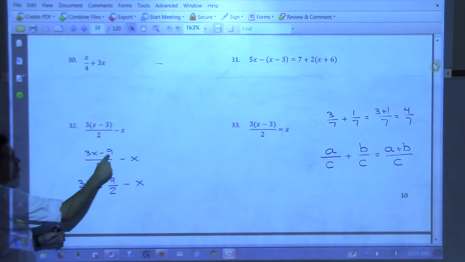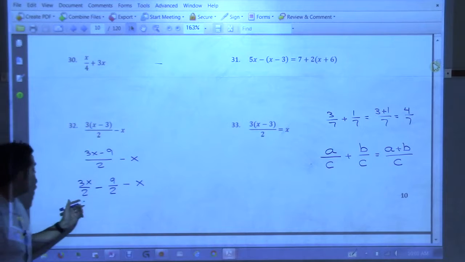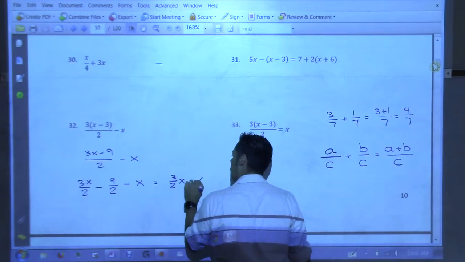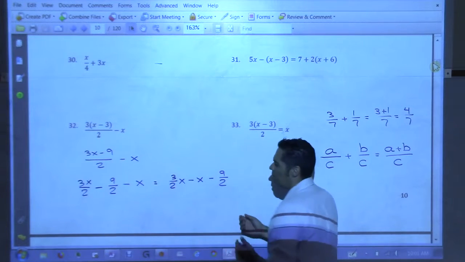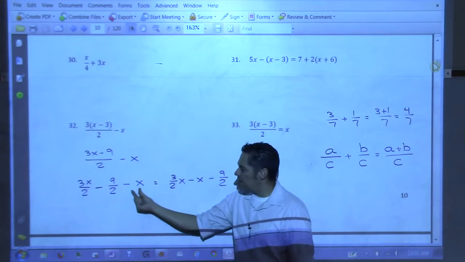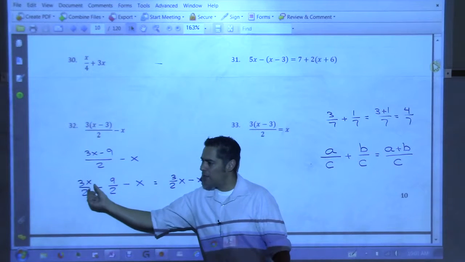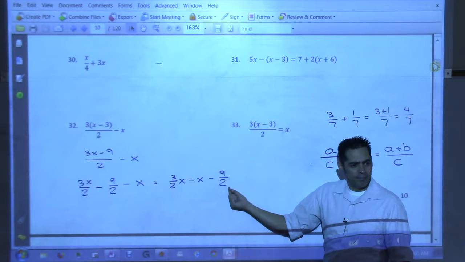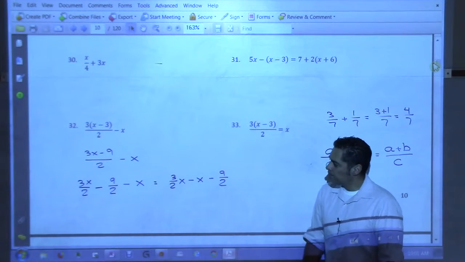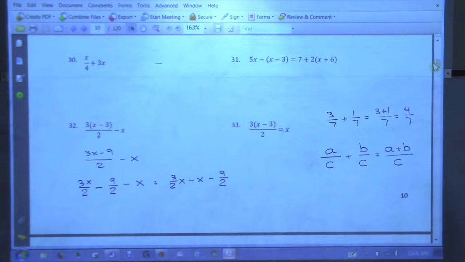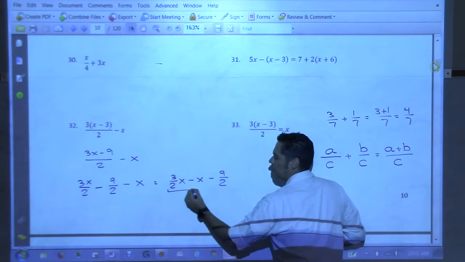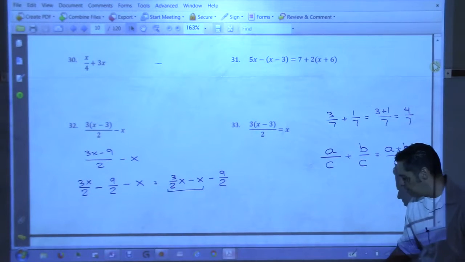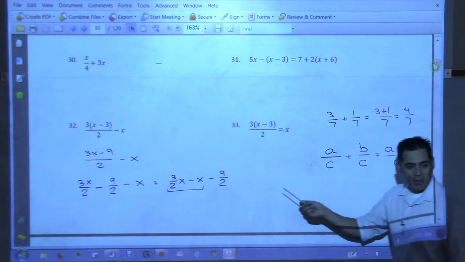So we first distributed through, then we split it into two fractions, and now I'm going to rewrite this like this. 3 over 2x minus x minus 9 over 2. So what I'm doing is I'm changing the order of things. I'm just sliding this x minus x over here next to this one and putting the 9/2 in the back. Does that make sense? Sure? Now we should be able to put these two together. Savannah? Where's Savannah? Do you know how to put those two together?